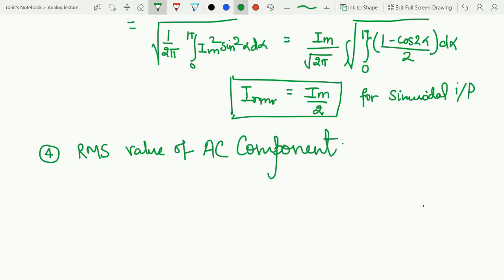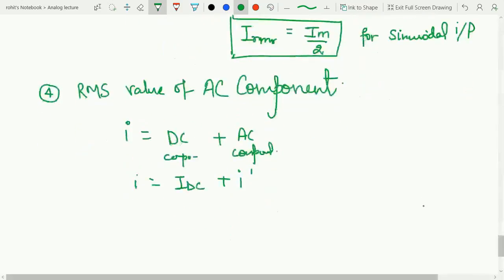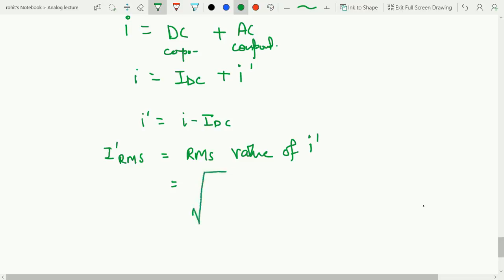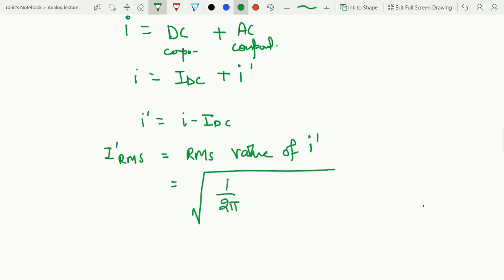The output of the rectifier is a combination of DC and AC components. So we have I is equal to the DC component plus the AC component, where I is equal to IDC plus, let's suppose the AC component is I dash. So now we will calculate I dash. I dash is equal to I minus IDC. So the RMS component I dash RMS is the RMS value of I dash. By definition, we have square root of 1 upon 2 pi, 0 to 2 pi, I dash square d alpha.